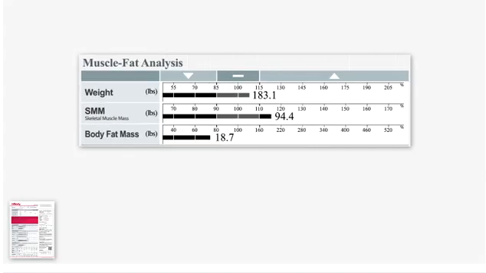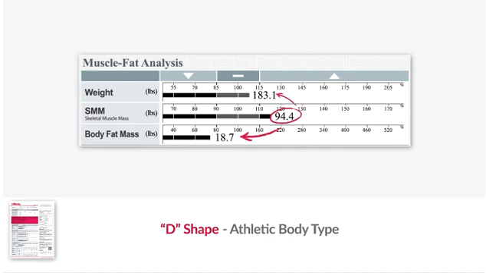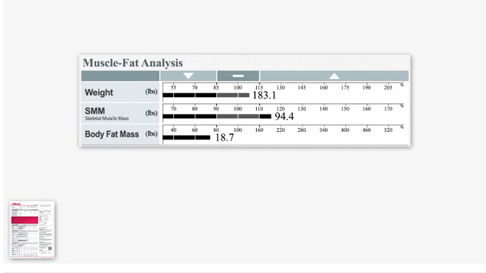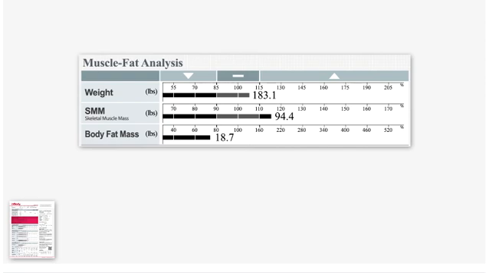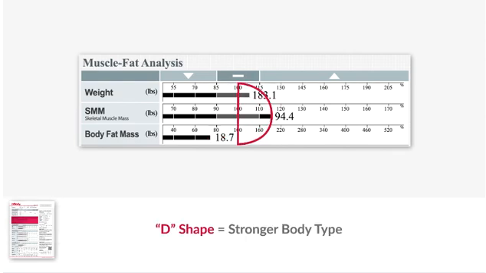An athletic body type will be identified by a D shape. This is characterized by higher skeletal muscle mass than fat and weight. For example, you may see a weight within the average range, skeletal muscle mass that is at the 100 percentile or higher, and fat mass within the average range. Drawing a point from the weight to the skeletal muscle mass, back to fat mass, and straight up to weight, the letter D is formed.